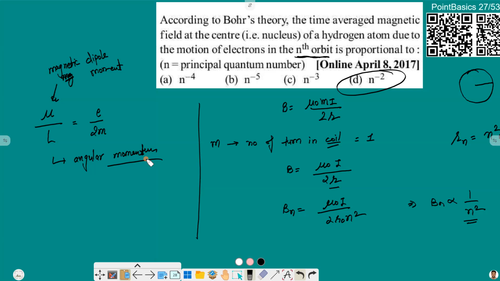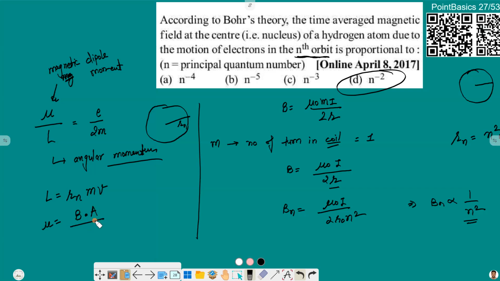We know that angular momentum L is basically distance into linear momentum. Suppose the electron is in the nth orbit, so the distance from the center is R_n. So its angular momentum will be R_n into its momentum, that is m into v, where v is the velocity. And coming to the magnetic dipole moment, it is basically flux B dot A.